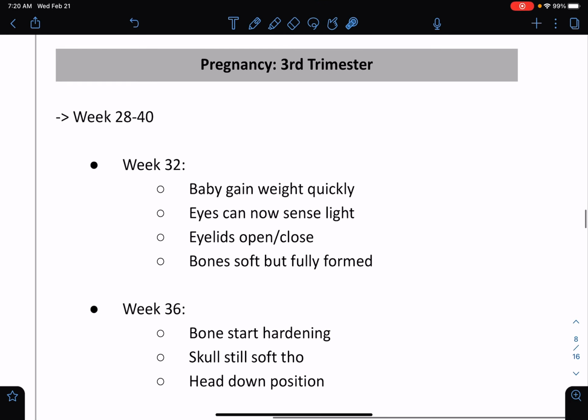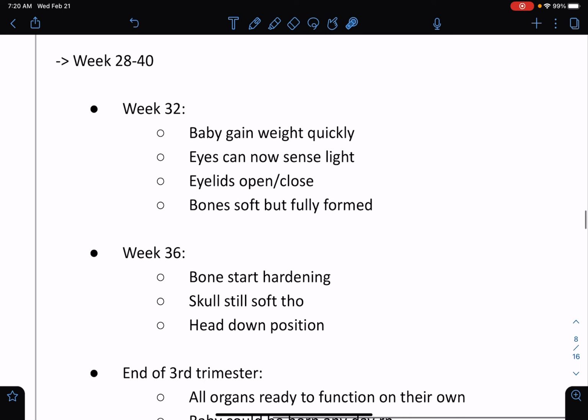So for the third trimester of pregnancy, this is between week 28 to 40. Week 32, the baby gains weight quickly. Eyes can now sense light. Eyelids can open or close. Bones are soft, but they're fully formed. It is known that among infants, they have more bones compared to adults. That's because eventually, by the time they reach adulthood, those bones eventually combine together. So they are less in number, but they are stronger by the time they reach adulthood.